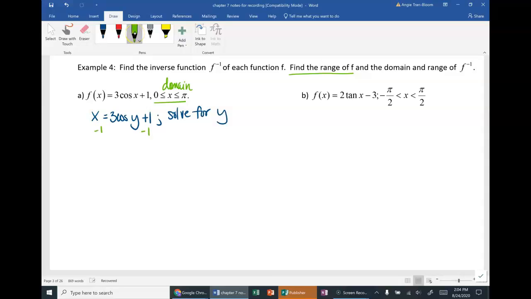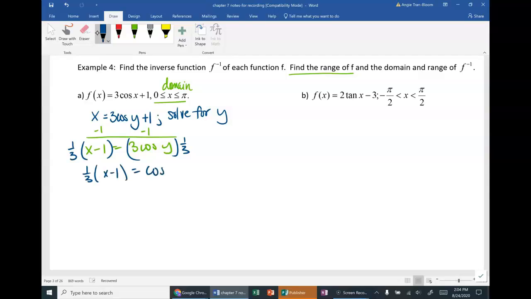Move 1 to both sides. So x minus 1 equals 3 cosine of y. Get rid of the 3 by dividing everything by 3, or you can multiply the whole thing by 1/3. It doesn't really matter to me. So this is 1/3 times (x minus 1) equals cosine of y. You can easily distribute that. Now if you divide everything by 3, it would look like this.